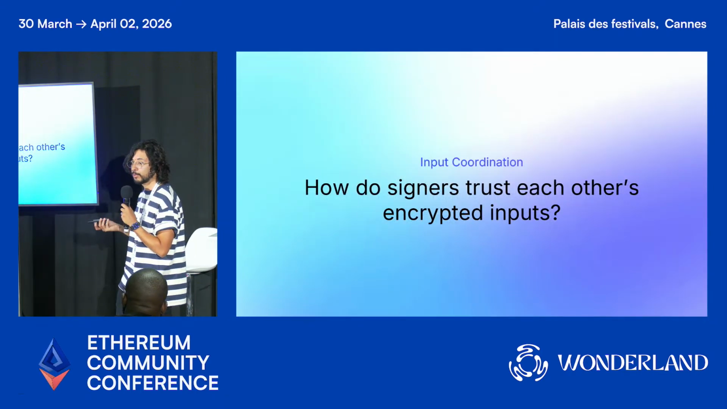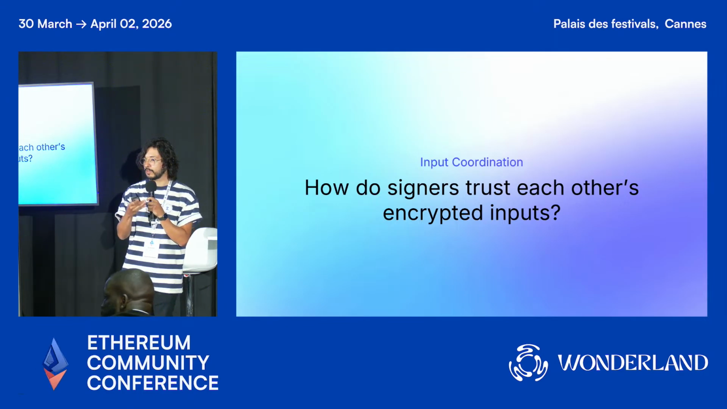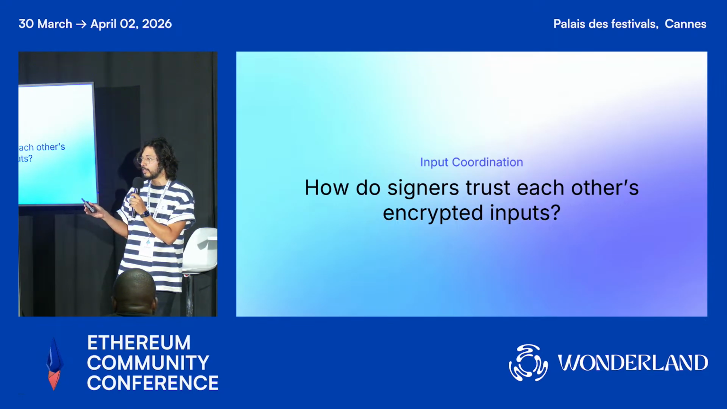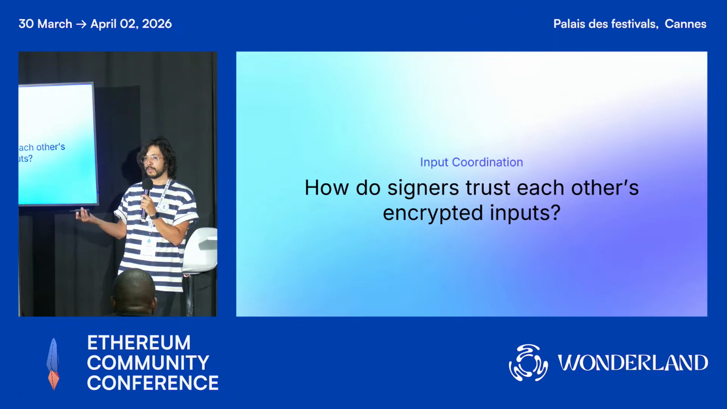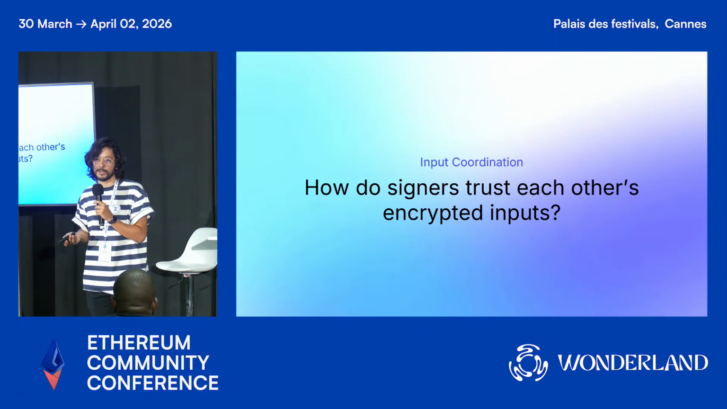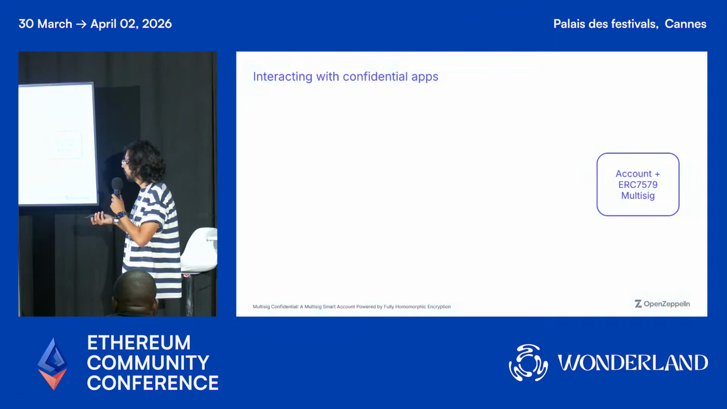This is about input coordination, right? Because we already talked about what it means to make a multisig confidential, but now the multisig needs to interact with applications, and the application is not necessarily confidential, right? If the multisig transfers 20 USDT, everyone will see it, and that's probably not the best case scenario. So what about interacting with confidential apps?